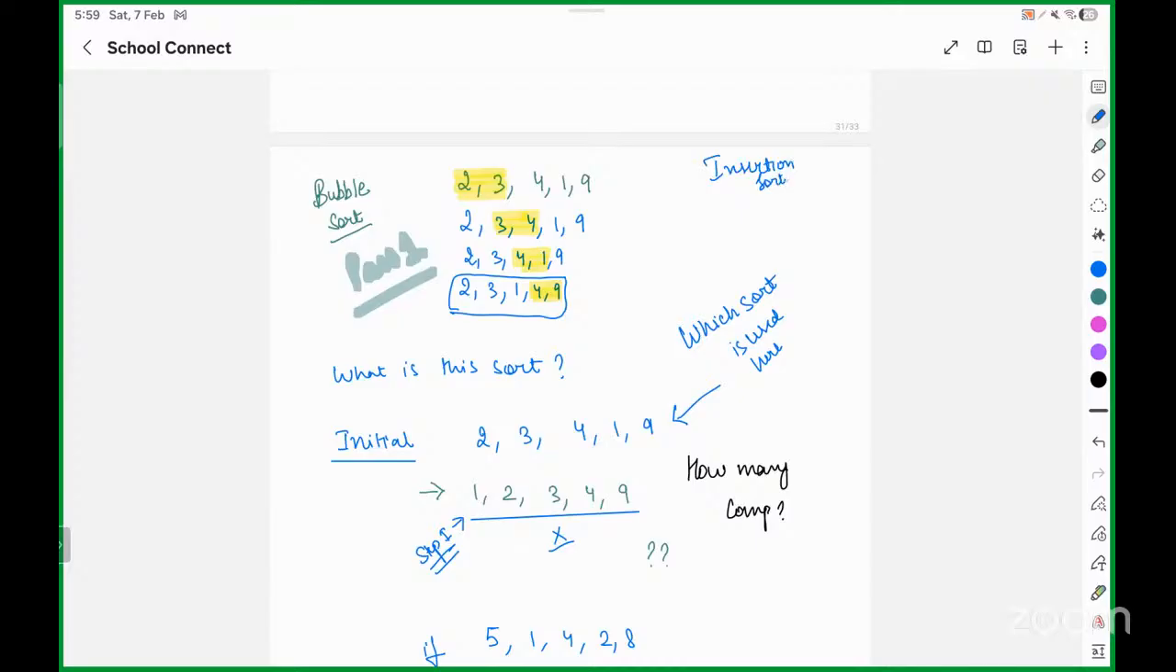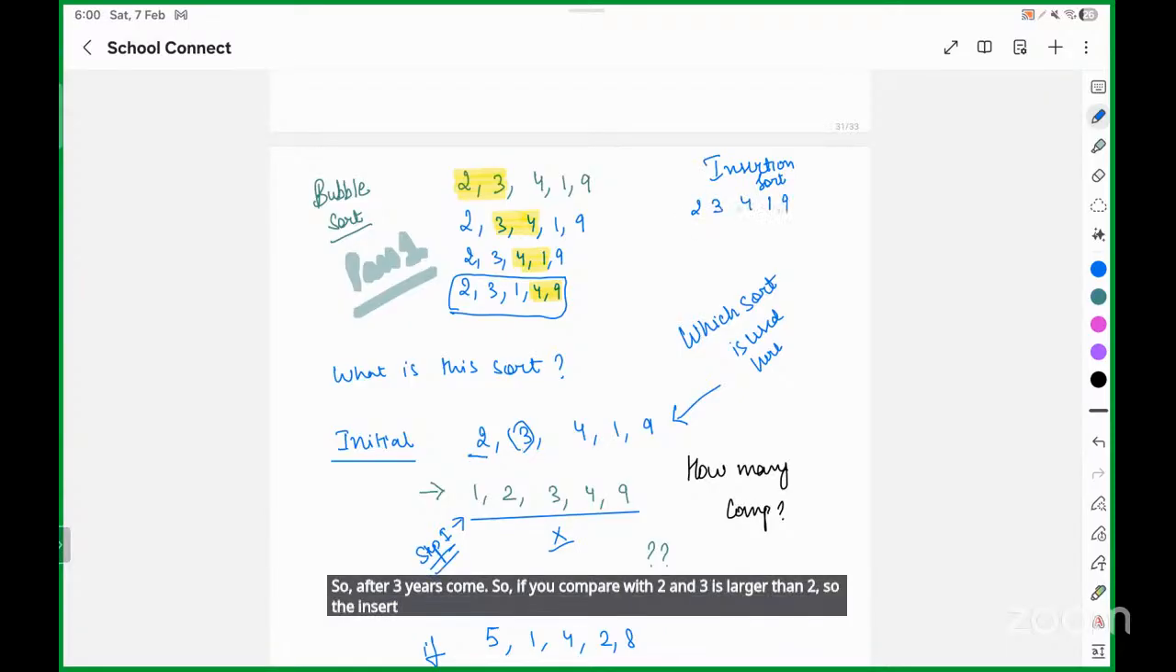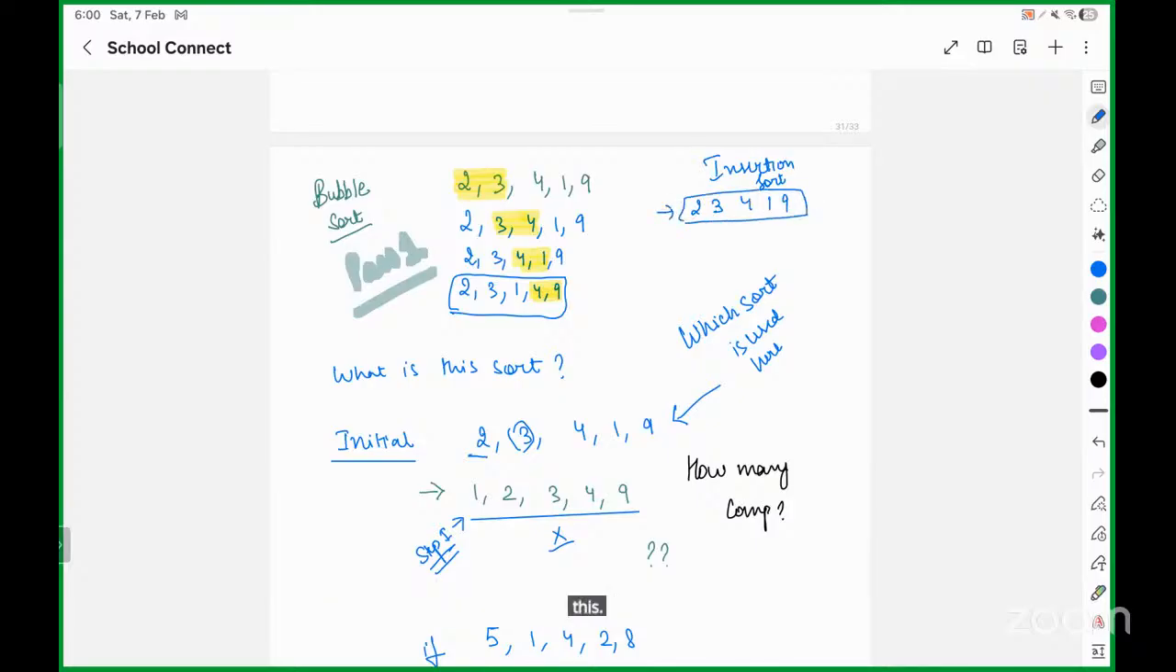So insertion sort, the cards are coming one by one. So there is first 2. Now the card has come 3. After 3 has come, if you compare 2 and 3, 3 is larger than 2. So the insertion sort still will reply me this after step 1, which is also not matching with 1.